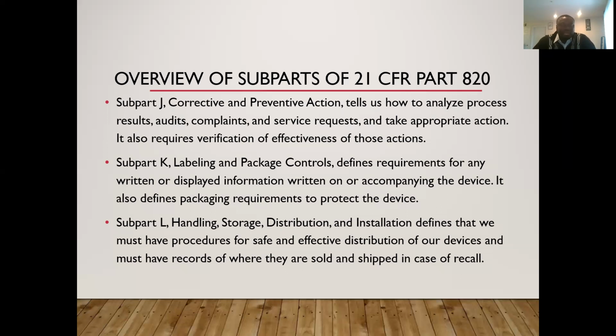Subpart K, which is labeling and packaging controls, defines requirements for any written or displayed information on or accompanying a device. This also defines packaging requirements to protect the device. So this is where IFUs, that is instructions for use, are taken care of. This is where labels on the products are taken care of also. This is where we also make sure that depending on which geographical area you want to sell your products in, there are supposed to be some markings on them.